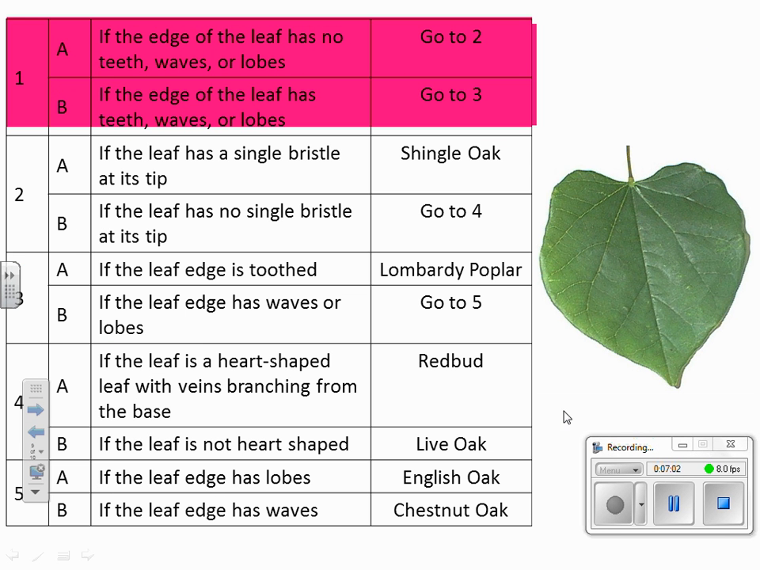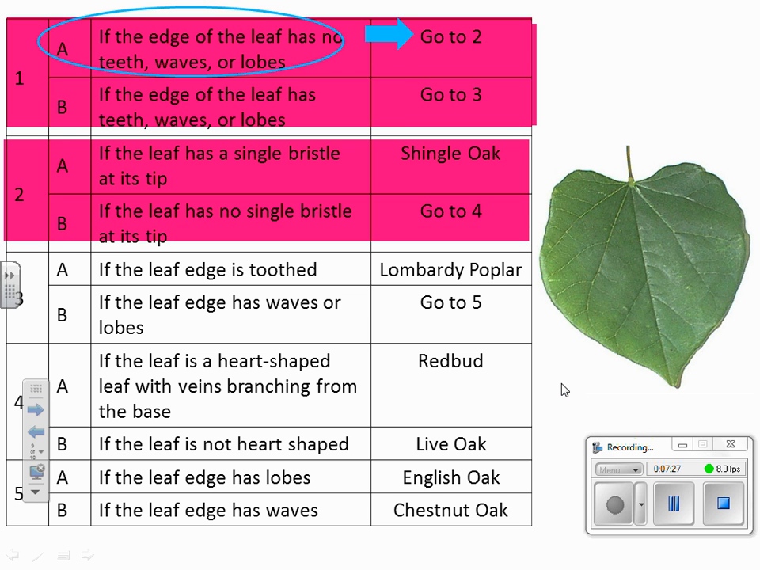Let's try one more leaf. So we're using a different leaf, but the same dichotomous key. We're always going to start with question number 1. Looking at this one, we're looking at the edge. Does it have teeth, waves, or lobes? It looks pretty smooth. So we're going to go with no teeth, waves, or lobes. So we're going to go to question number 2.